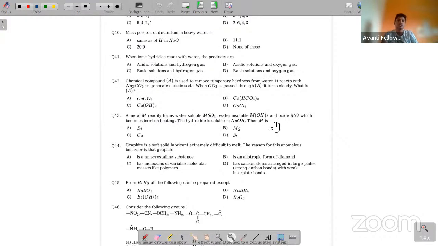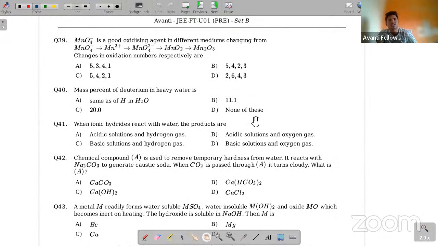Okay, so just see here, MnO4 minus is a good oxidizing agent in different mediums, changing from MnO4 minus to Mn2+. Very simple. These are the conversions here. They are asking about the oxidation number, which you can easily calculate. Let's suppose for MnO4 minus, if you take this as X, and for oxygen we know that is minus 2. How many oxygens are there? 4, is equal to minus 1.